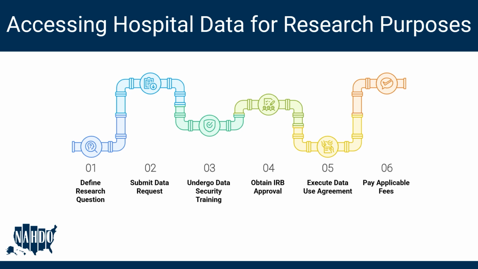Obtain IRB approval if the research involves human subjects to ensure ethical research practices. Execute a data use agreement that outlines the terms and conditions for data access and use. And finally, pay any relevant fees states charge for data access, particularly for commercial use or large datasets. This represents the process for the most restricted access cases. The process to gain access to public use or limited datasets may be simpler and only include some of these steps. It's essential to contact the relevant state agency for guidance.